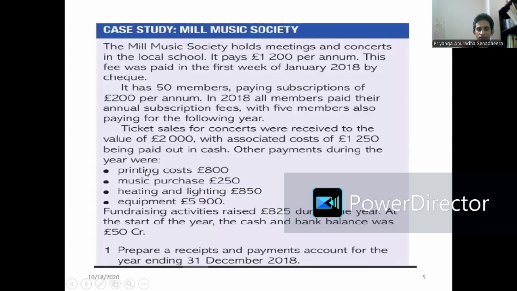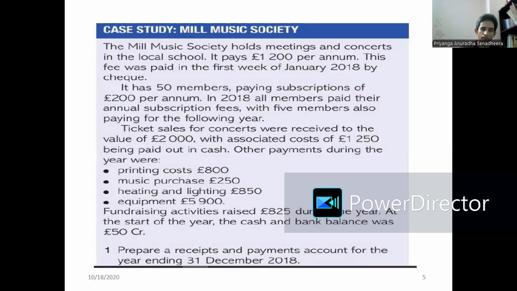So there will be a small question. The Mill Music Society holds a meeting and concert in the local school. It pays 1,200 per annum. This fee was paid in the first week of January 2018 by cheque. It has 50 members paying a subscription of 200 per annum. In 2018, all members paid the annual subscription fees, with 5 members also paying for the following year.